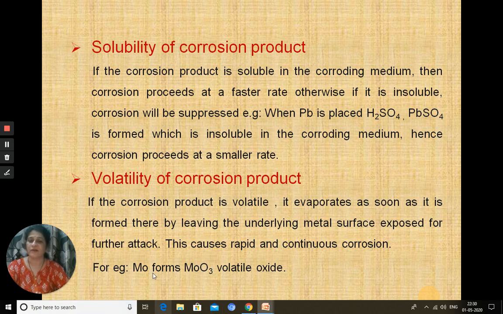This causes rapid and continuous corrosion. The example: when molybdenum is exposed to oxygen atmosphere, molybdenum oxide is formed, MoO3. It is highly volatile. So it vaporizes soon and again a fresh surface is available for attack. Hence severe corrosion takes place. So these are all factors which are covered under the nature of the metal layer.